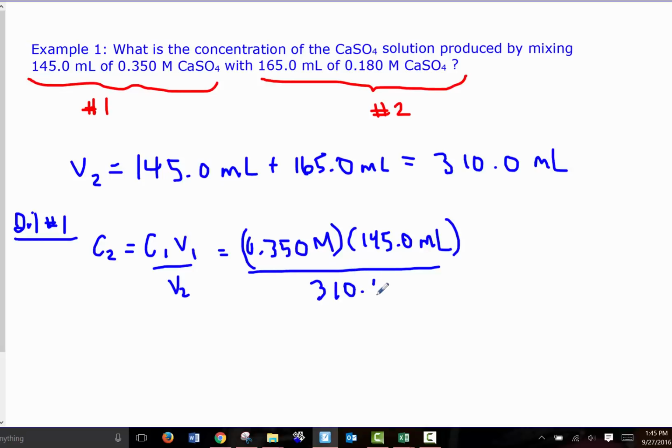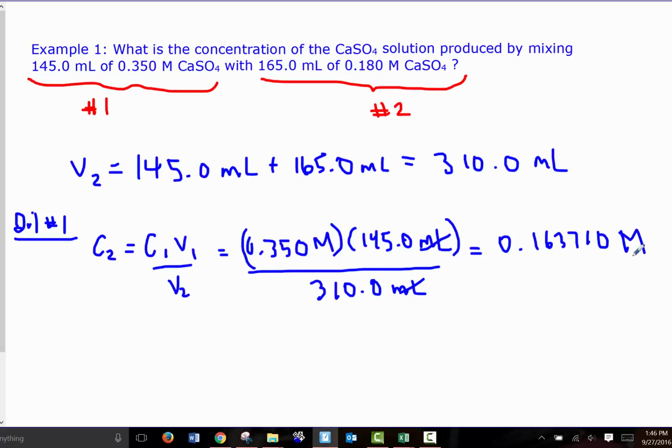And my final volume I determined is 310 mils. Okay, so we're going to go ahead and do the math here. So my answer is going to come out to be 0.1637. Let's keep as many decimal places as we can manage here. So I'm going to go ahead and keep about 6 decimal places. My units are moles per liter. My milliliters canceled and I was left with moles per liter.